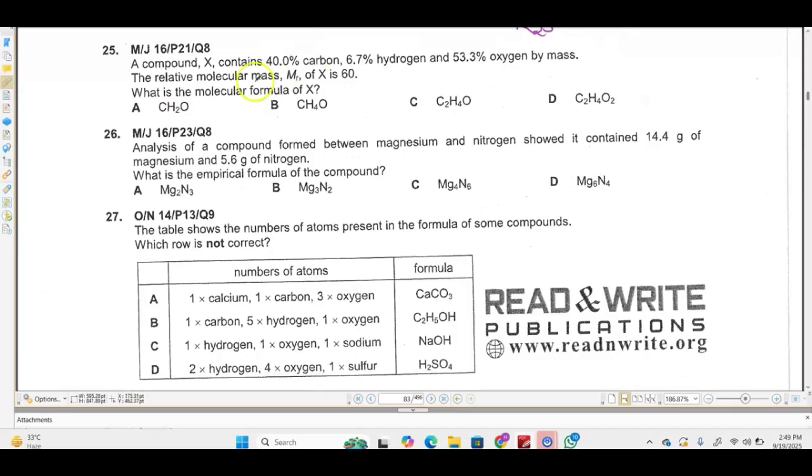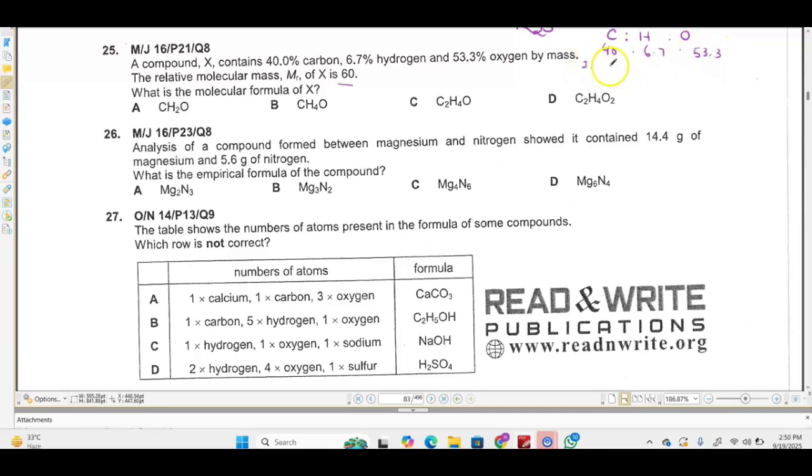Question number 25. The compound X contains 40% carbon, 6.7% hydrogen, 53.3% oxygen by mass. The relative molecular mass of X is 60. What is the molecular formula of X? So this is a long question again. We have 3 elements in this compound: carbon, hydrogen, and oxygen. 40% for carbon, 6.7% for hydrogen, and 53.3% for oxygen.